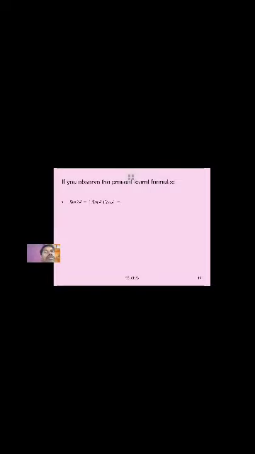sin 2A equals 2 sin A cos A, that equals 2 tan A by 1 plus tan square A, and cos 2A equals cos square A minus sin square A, and that equals 1 minus 2 sin square A, and that equals 2 cos square A minus 1, and that equals 1 minus tan square A by 1 plus tan square A. Tan 2A equals 2 tan A by 1 minus tan square A.